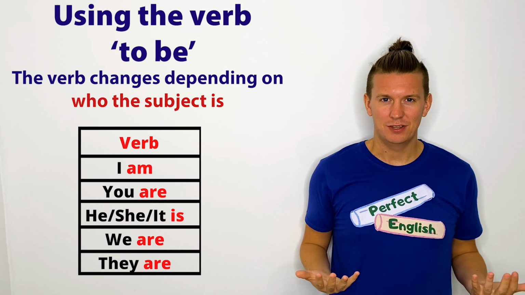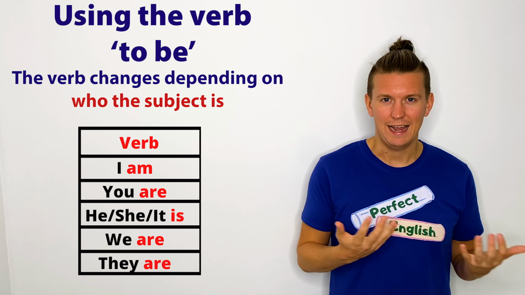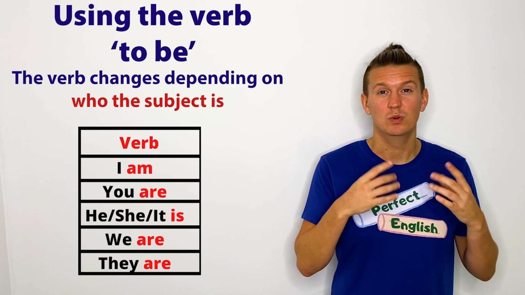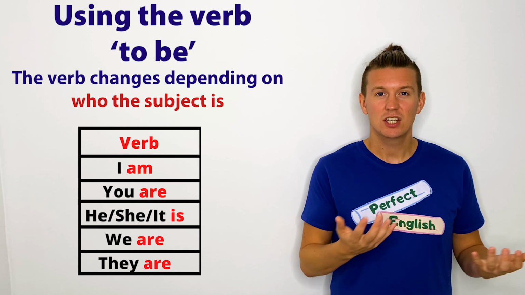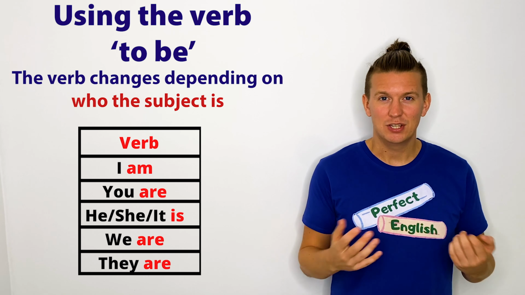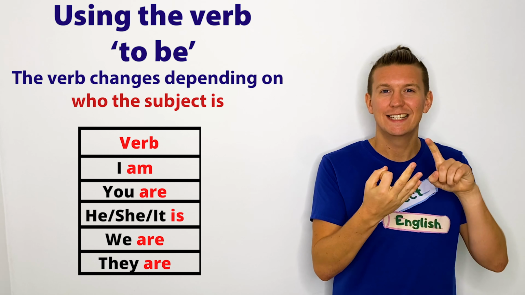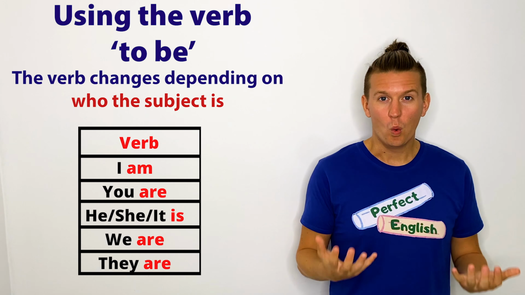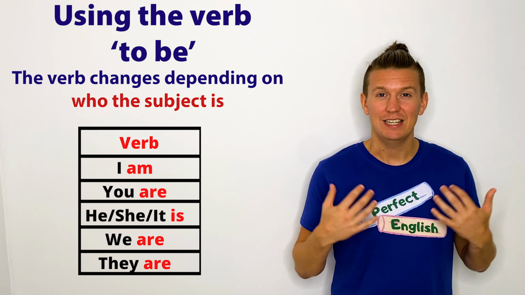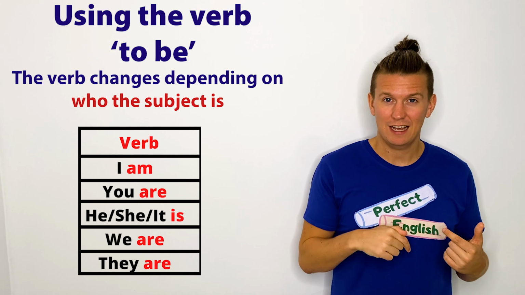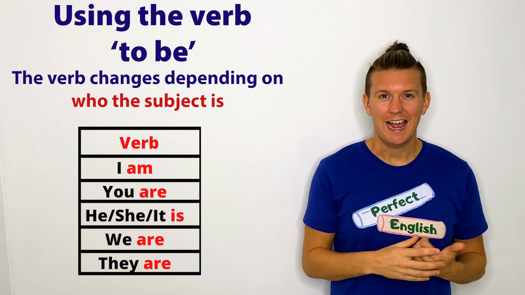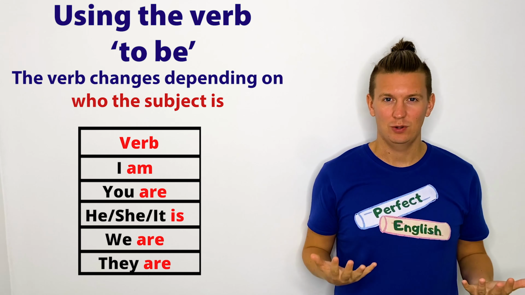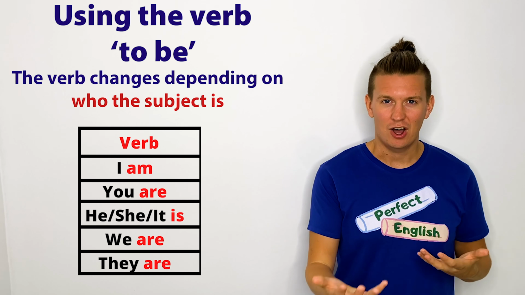I am. If the subject is yourself, use I am. You are. If the subject is the person you are talking to, use you are. He is, she is, it is. If the subject is a man, a woman, or a singular object, use he is, she is, it is. We are. If the subject is a group of people that includes yourself, use we are. And they are. If the subject is a group of people that does not include yourself, use they are.